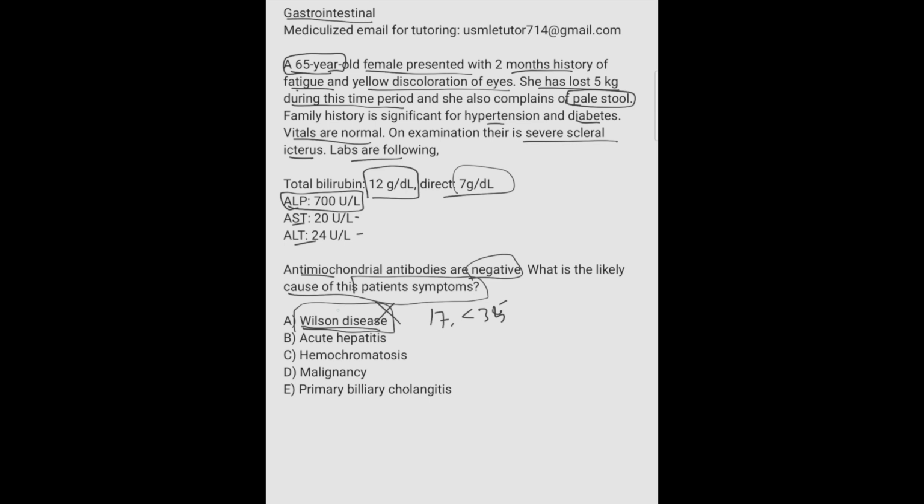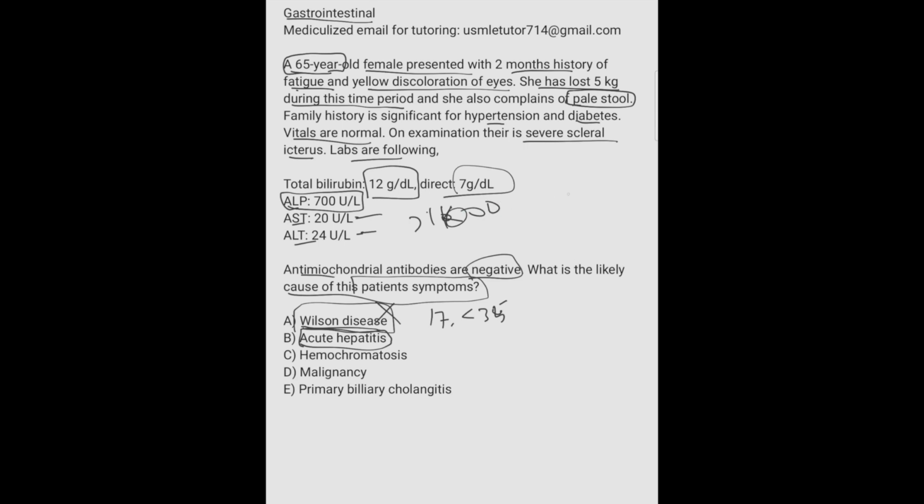And Wilson is genetic, right? So that's why younger patients are affected most. Then acute hepatitis is also wrong, and you can easily exclude acute hepatitis by looking at the AST and ALT. These are normal. So remember, in acute hepatitis, they are through the roof. They are like greater than 1,000.